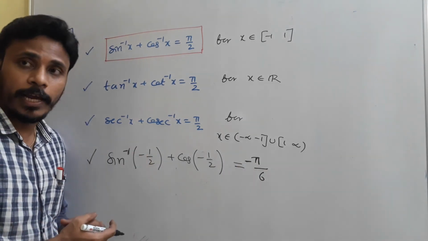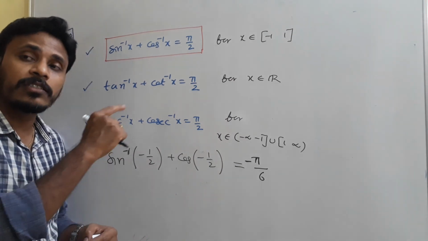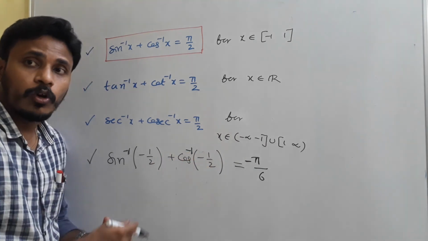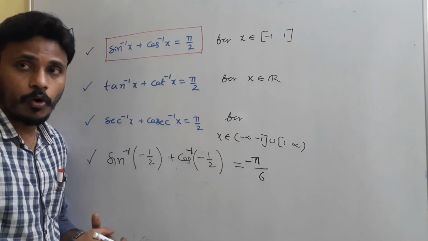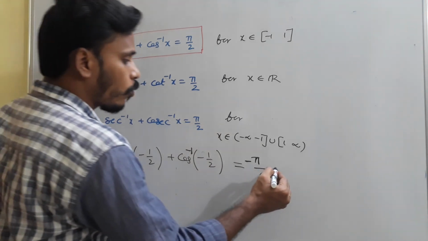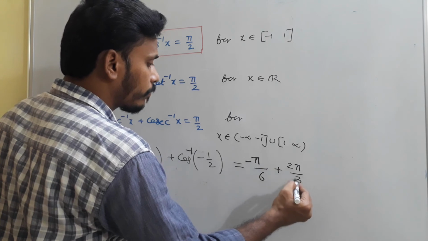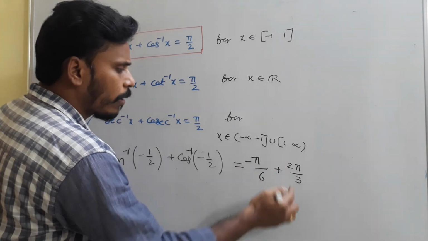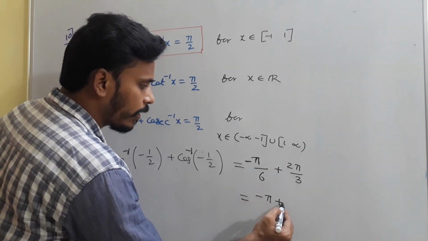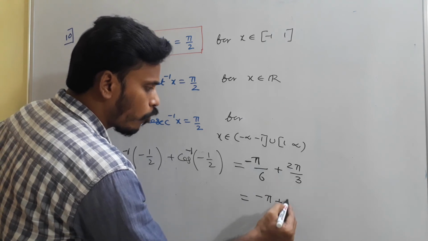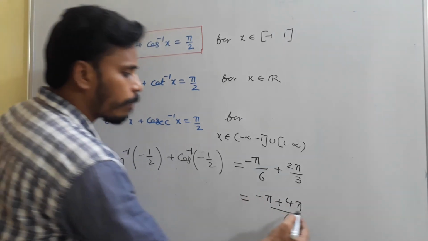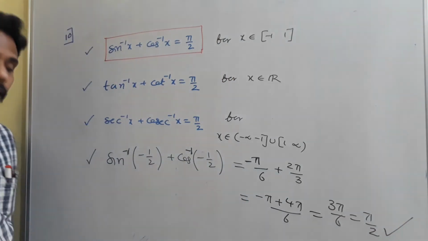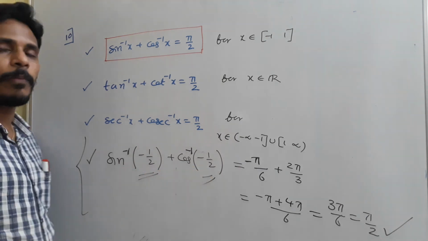Whereas cos inverse of minus 1 by 2. Here the number is negative, so the result lies in the second quadrant. In the second quadrant, 1 by 2 corresponds to 2 pi by 3. So this is minus pi by 6 and that is 2 pi by 3, and then you just simplify, multiplying by 2 there. So minus pi plus 4 pi by 6 is nothing but 3 pi by 6, which is equal to pi by 2. I checked with the number minus 1 by 2 in the place of x.